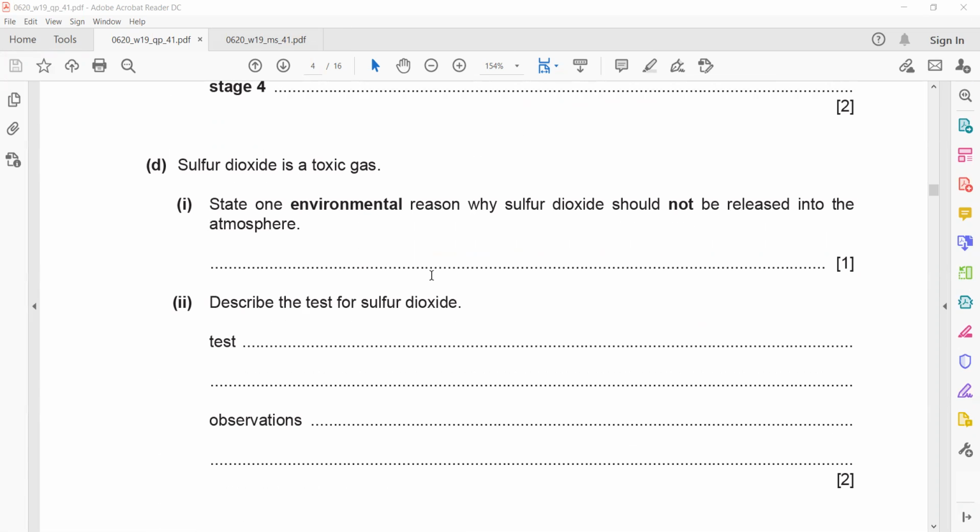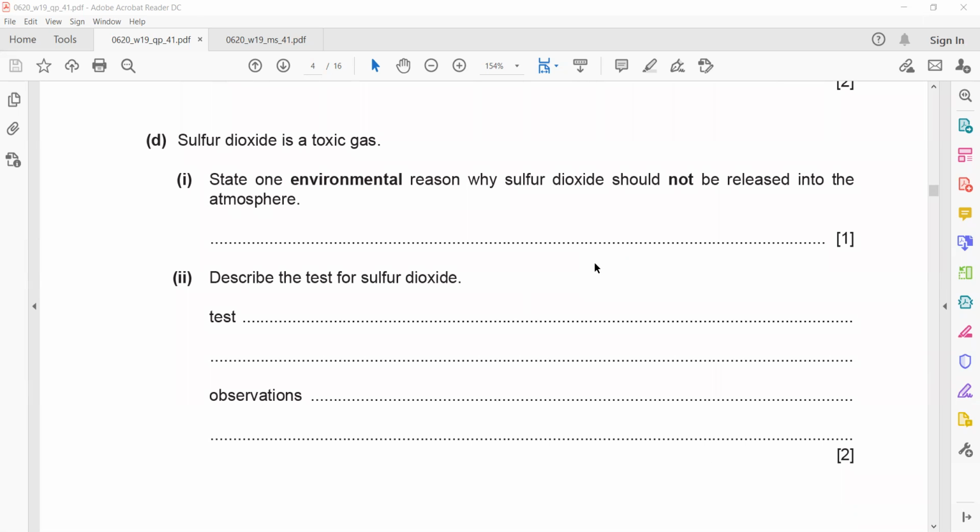Sulfur dioxide is a toxic gas. State one environmental reason why sulfur dioxide should not be released into the atmosphere. Why should sulfur dioxide not be released to the atmosphere? It causes acid rain, that's right.